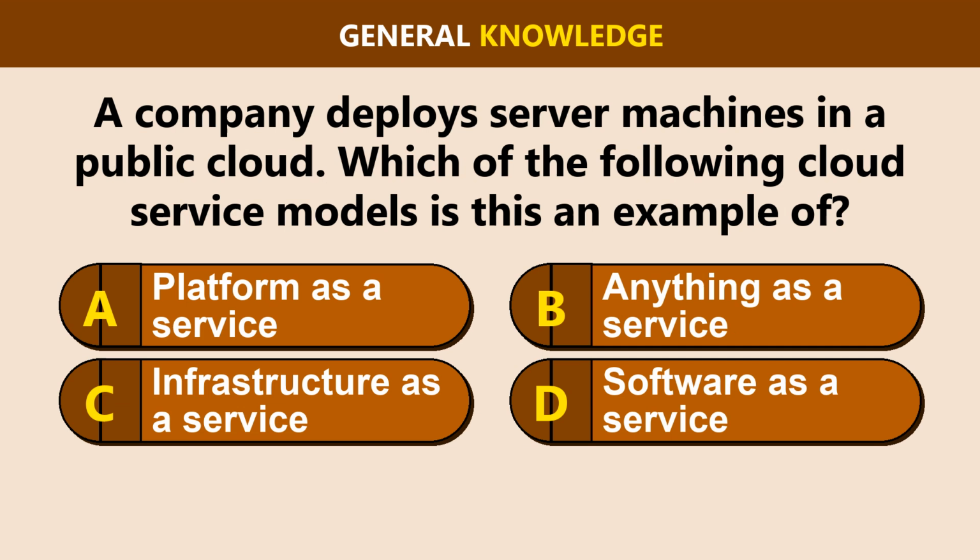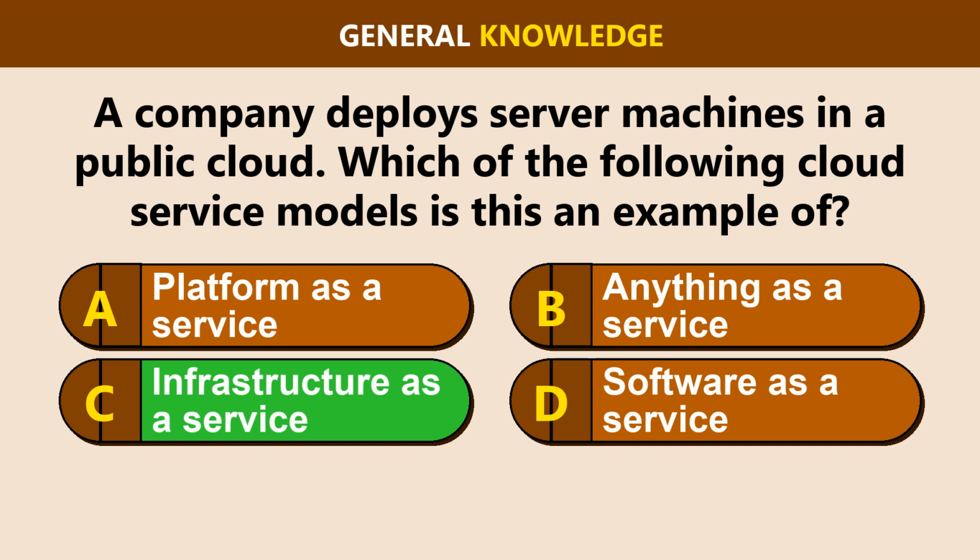Question 55. A company deploys server machines in a public cloud. Which of the following cloud service models is this an example of? Option A, platform as a service. Option B, anything as a service. Option C, infrastructure as a service. Option D, software as a service. The correct answer is option C.